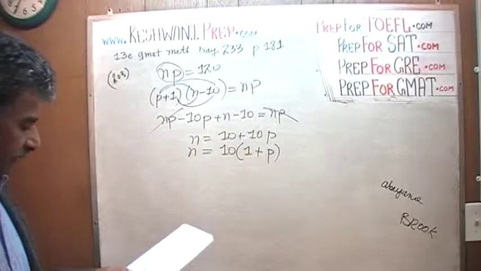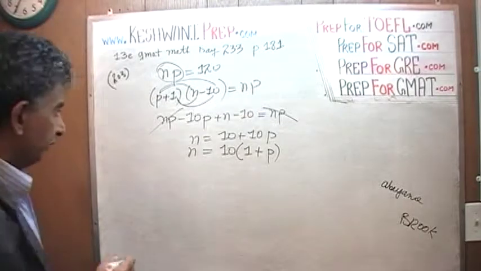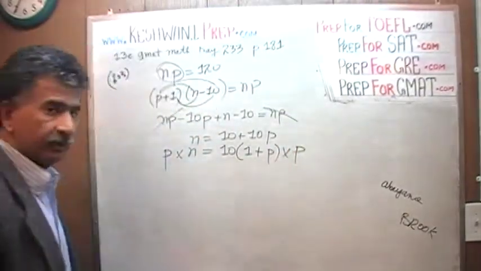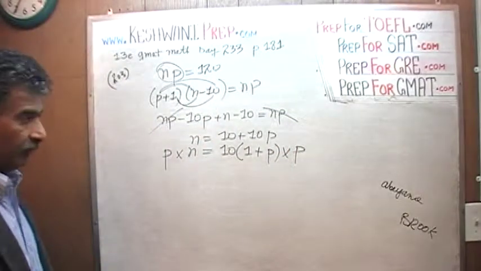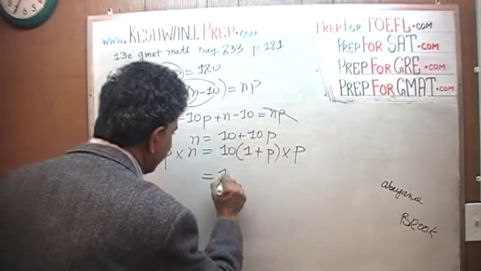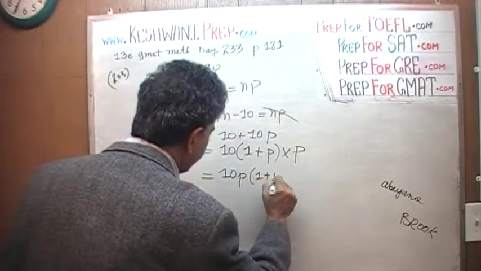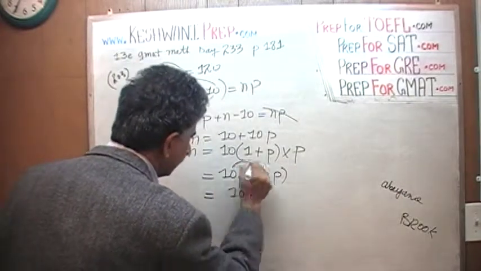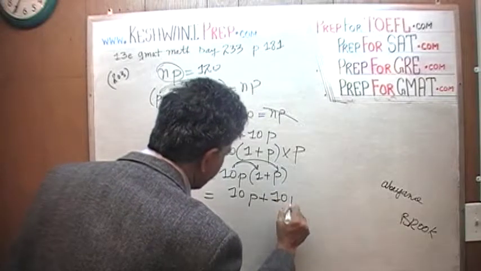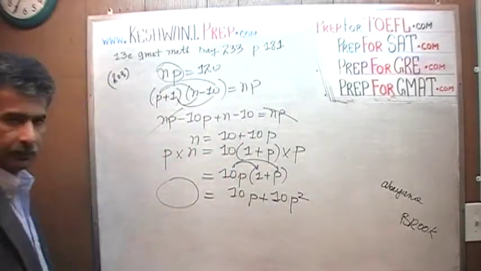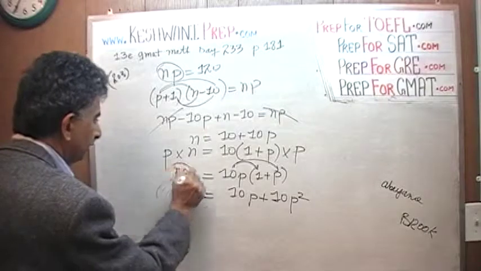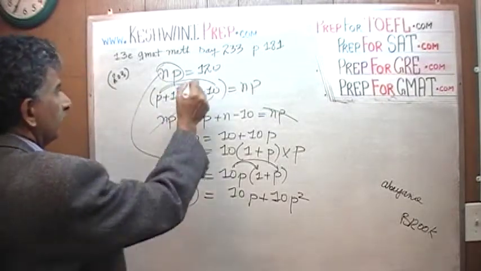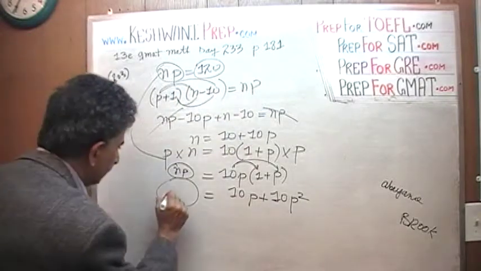Let's multiply both sides of this equation by p. Okay, stay with me in this story. Once we multiply both sides of the equation by p, here we end up with 10 times p, 1 plus p, which is same as 10p times 10p squared. And what do we get here on this side? This is n times p, p times n is same as n times p, which we know is 120. Which is going to go here.